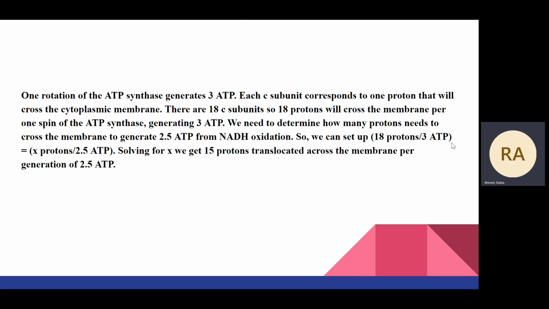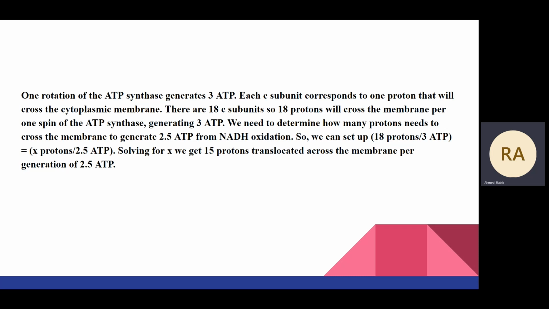So we can set up 18 protons divided by 3 ATP is equal to X protons divided by 2.5 ATP. So when we solve for x, we get 15 protons translocated across the membrane per generation of 2.5 ATP. Make sure you write your units. These are your units: the protons translocated across the membrane per generation of the ATP on your problem set. Okay. Does that make sense to everyone? This problem set is really like mathy.